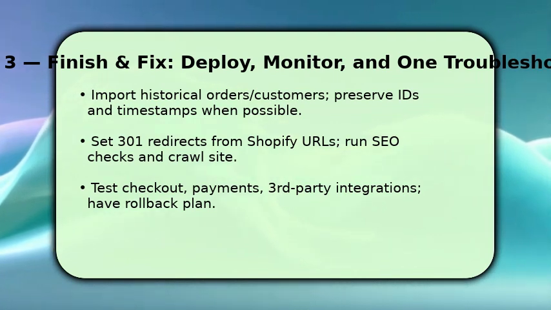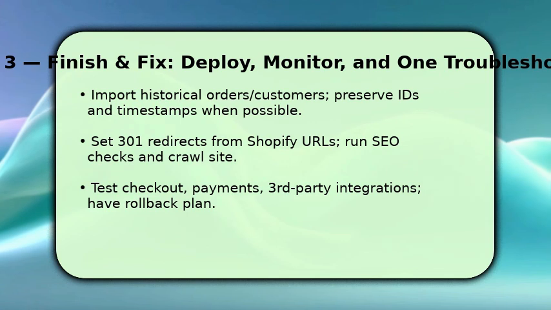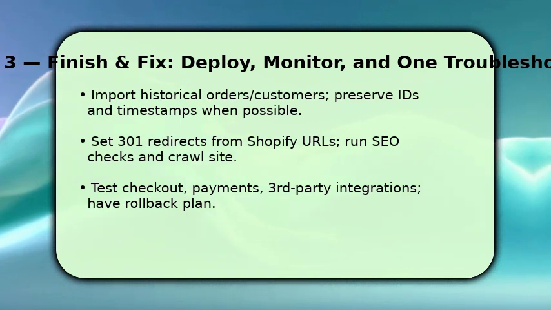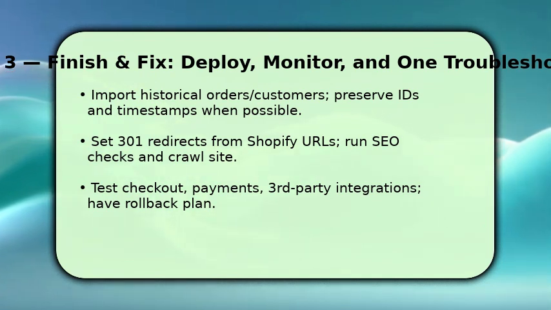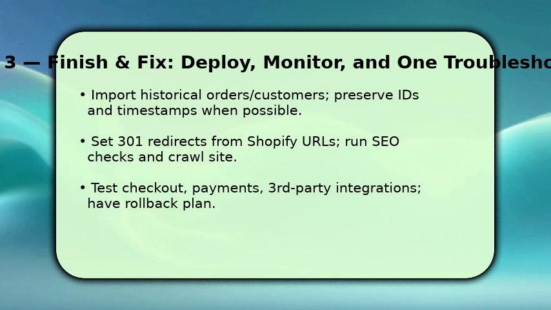Once data is in place, implement 301 redirects from Shopify URLs to new WordPress URLs so search equity transfers, then crawl the site for broken links and missing metadata. Test checkout flows, payments, tax calculations, and third-party integrations under real conditions.